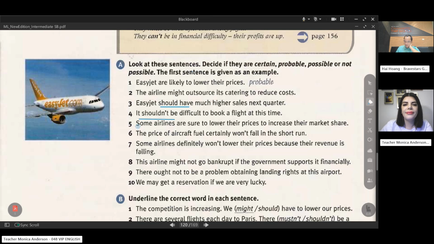5. Sure, that means certainty. A certain situation, of course. Number 6. Certainty, won't. It's a negative certainty. For 6, when something is not possible, we use won't. It's not possible.